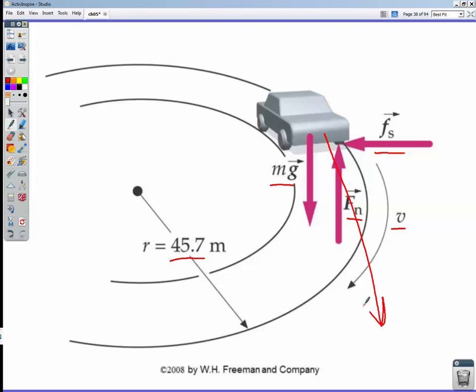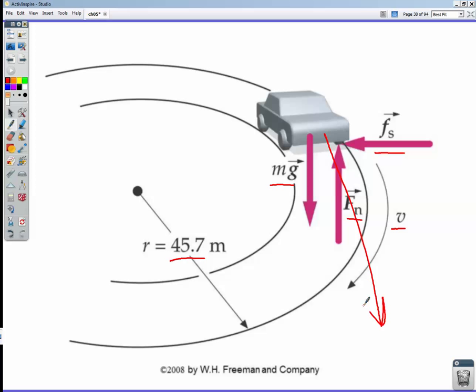So all sorts of different questions that we can ask based on this situation. If our curve has a radius of curvature of 45.7 meters, we can talk about how fast the car can go through the curve without slipping.